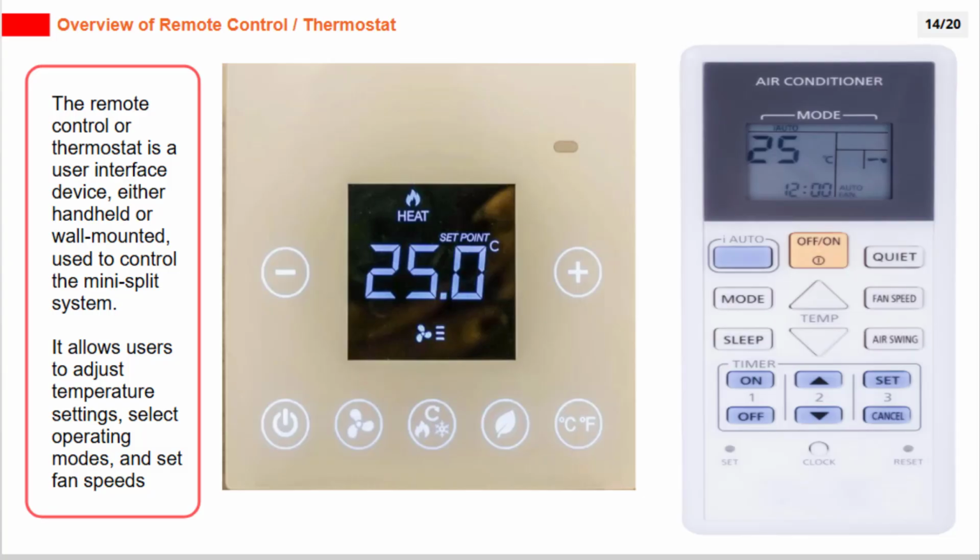The remote control or thermostat is a user interface device, either handheld or wall-mounted, used to control the mini-split system. It allows users to adjust temperature settings, select operating modes, and set fan speeds.